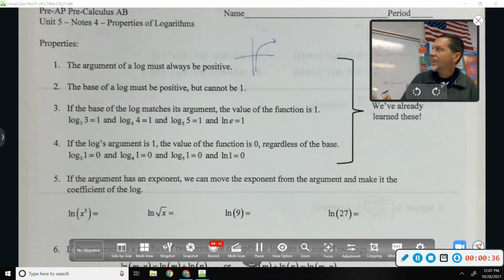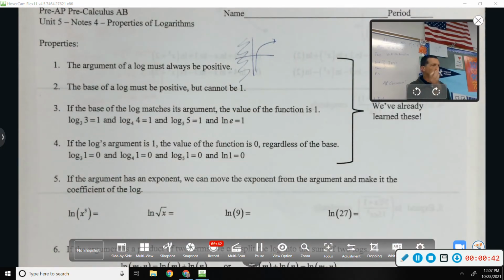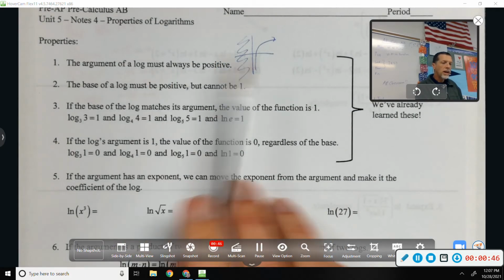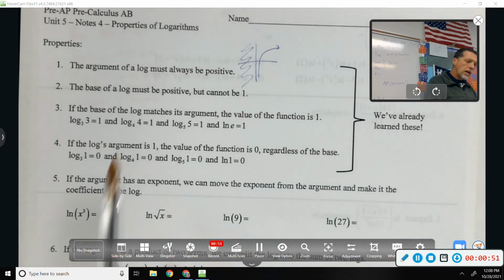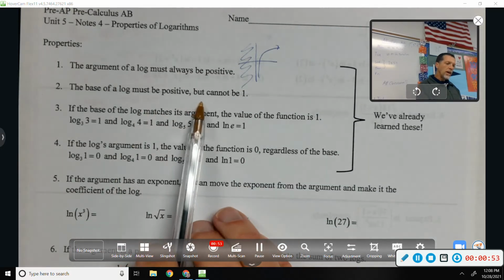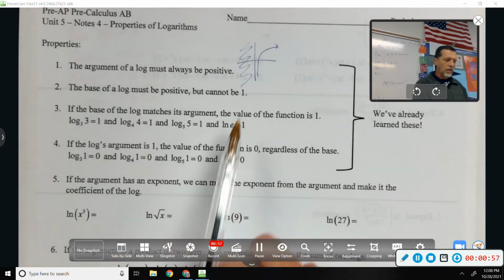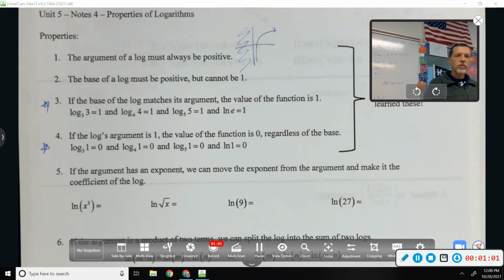So you can't take the log of any negative numbers. There's no negatives over there that you can plug in. That doesn't work. So domain is from 0 to infinity. The argument's got to be positive. The base of a log must be positive, but can't be 1. We'll just say it for now. 3 and 4, you should have used those ideas on the test you just took.